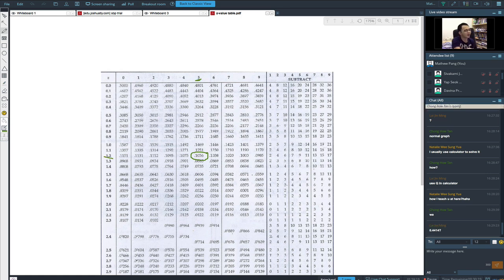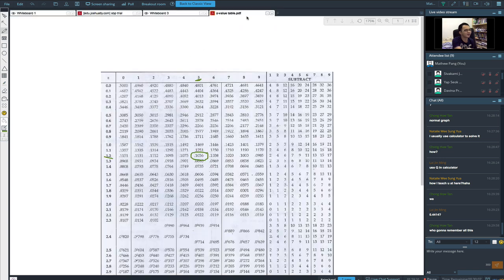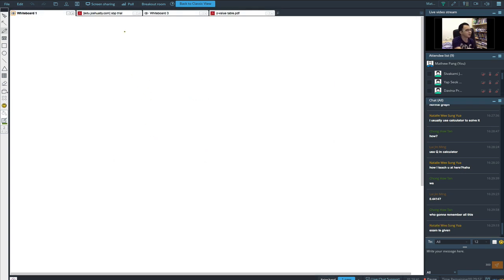So this one is 0.1056. And minus Z is bigger than 0.25. Then I will see 0.2, which is this one. 5 is here, so it will be 0.4013. So you get the final answer.